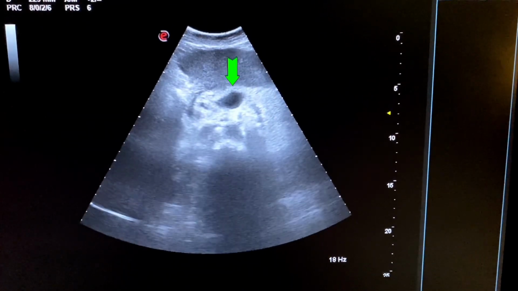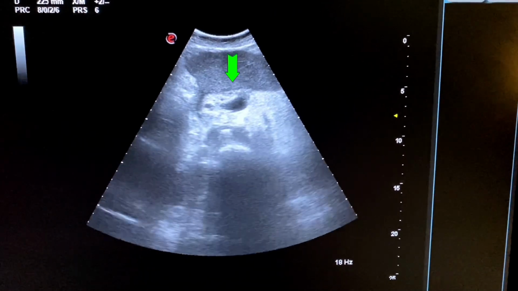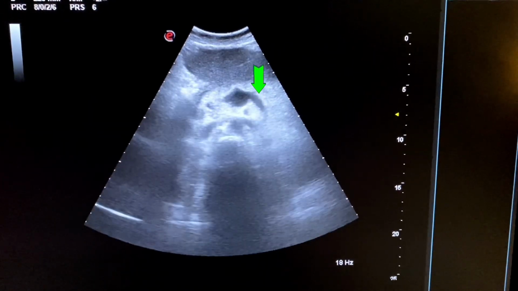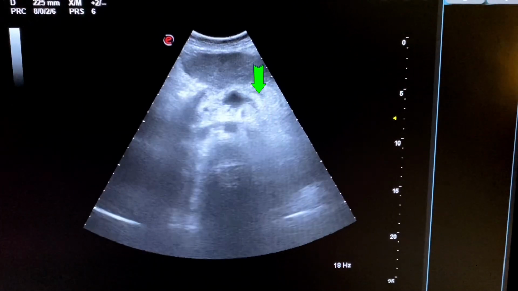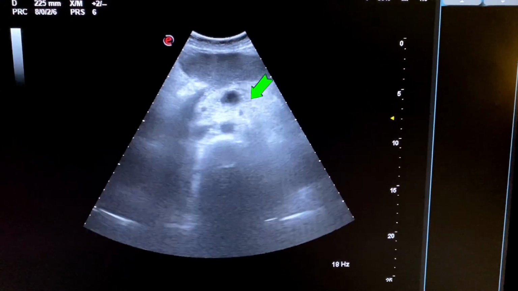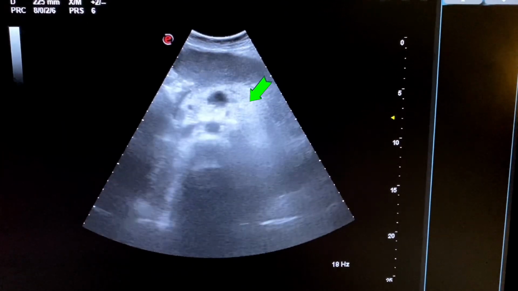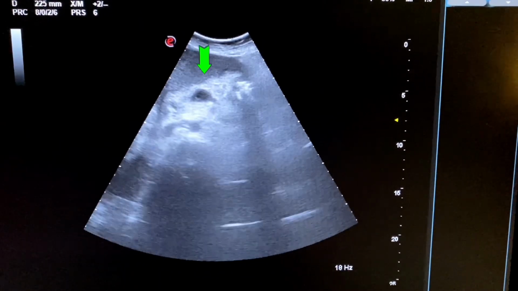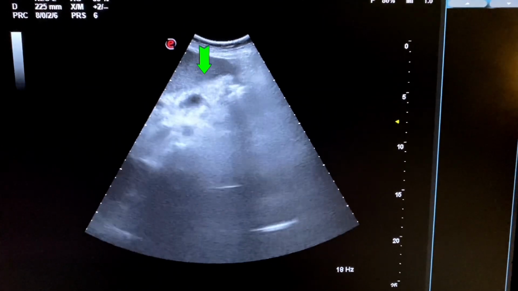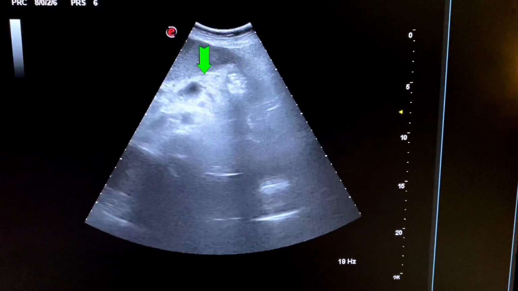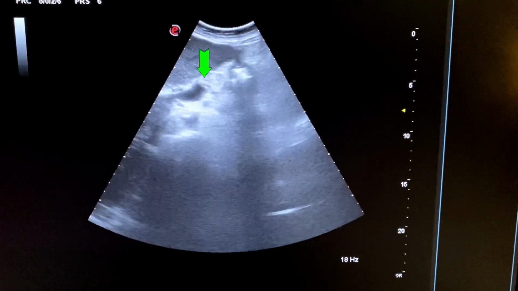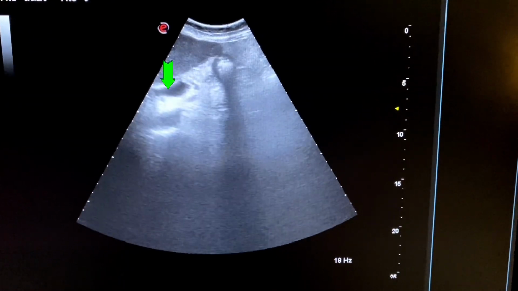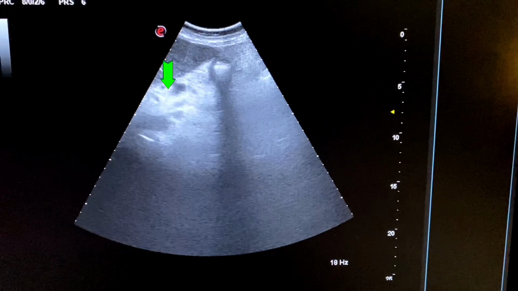This is the portosplenic confluence. Here we see the splenic vein which joins the portosplenic confluence. Around the portosplenic confluence is an echogenic area. This is the pancreas. Below the confluence is the uncinate process of the pancreas and the left side is the head.